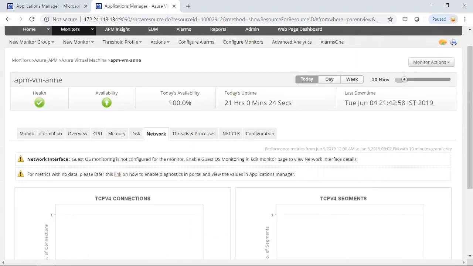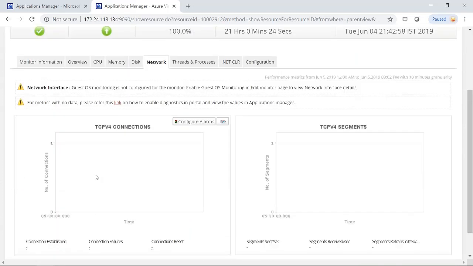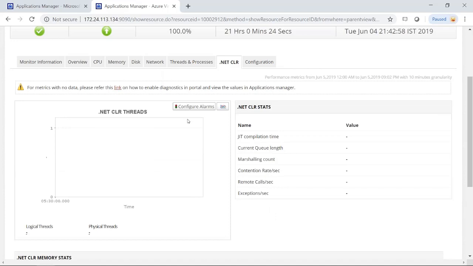So next is the network. As we see, we monitor the TCP connections, where we monitor the number of connections which are established as well as failed, and pretty much similar to segments as well. So the number of segments that have been sent or received, which is the packets. And we also monitor the common language runtime threads and their individual stats, where we identify the remote calls per second, the exceptions, as well as the overall queue length.